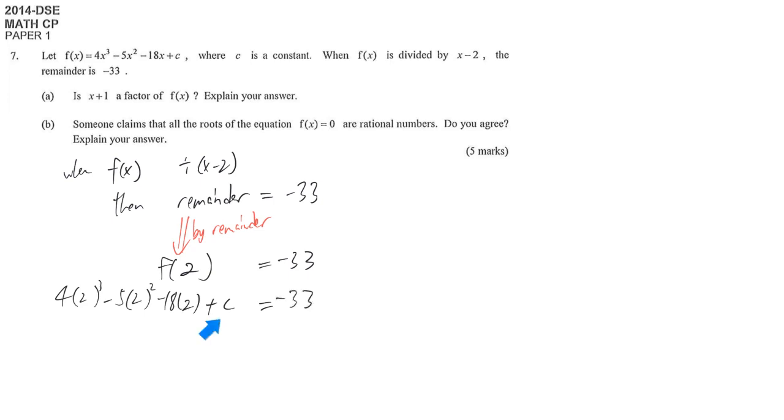Therefore, we have an equation with only c as the unknown. Then we can solve for c afterward. After we get c, we substitute it back into the original function. That means we have the full function. Then we can handle the remainder when f(x) is divided by x plus 1, and then we can check whether it is a factor or not. Anyway, we focus here first.